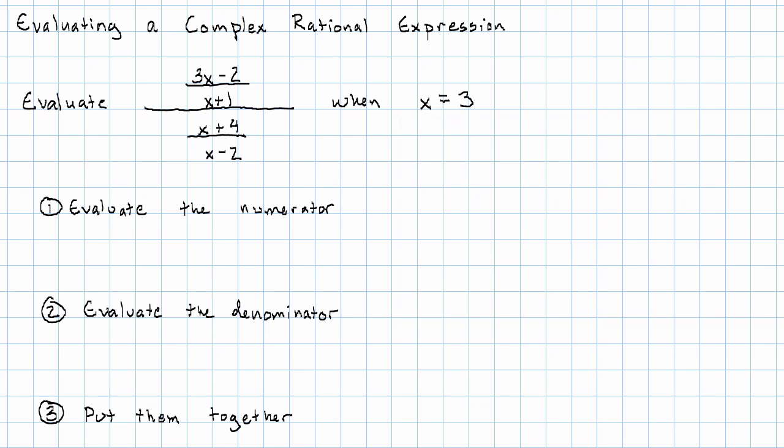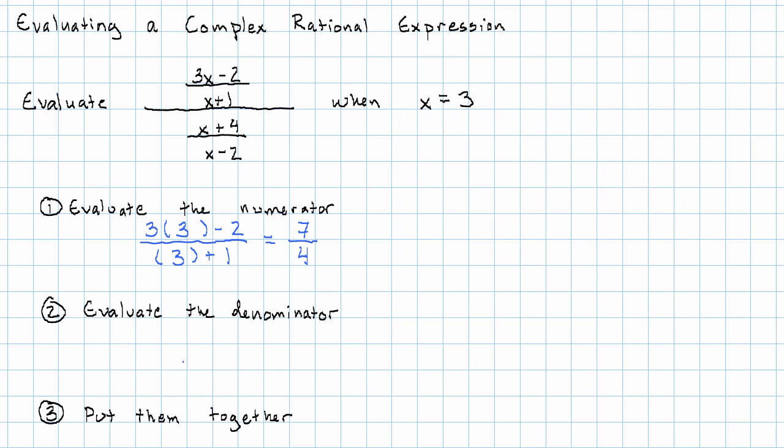So in this example, to evaluate the numerator, our numerator is 3x minus 2 over x plus 1, and we're plugging in x equals 3. So we'll have 9 minus 2 is 7, 3 plus 1 is 4. We'll have 7/4. That fraction is already in lowest terms, so we'll just leave it like that.